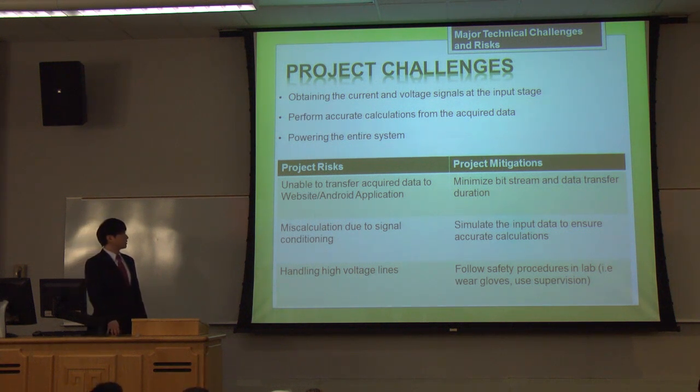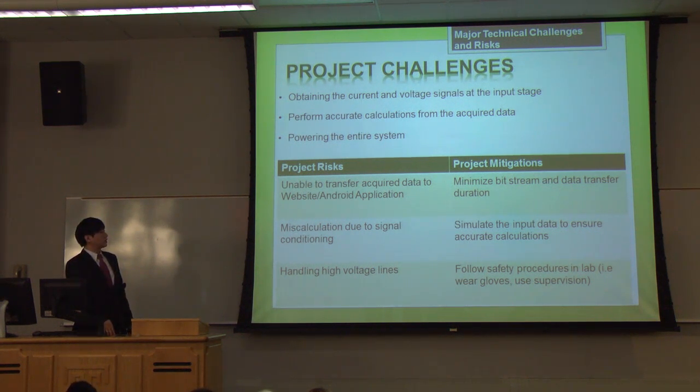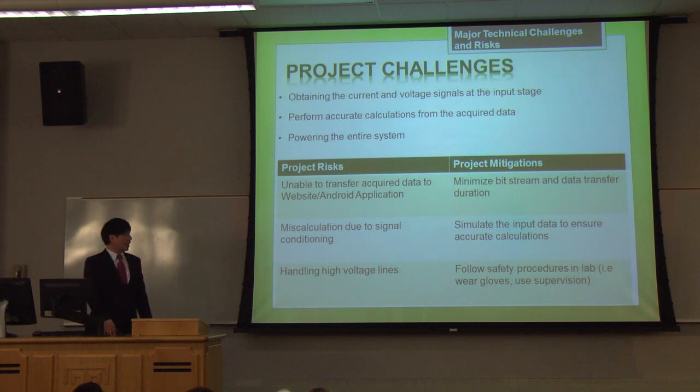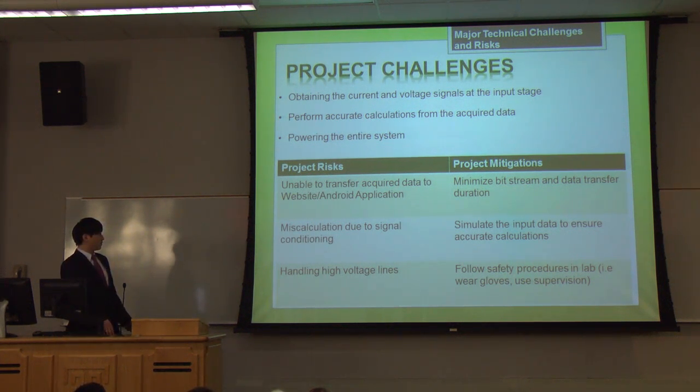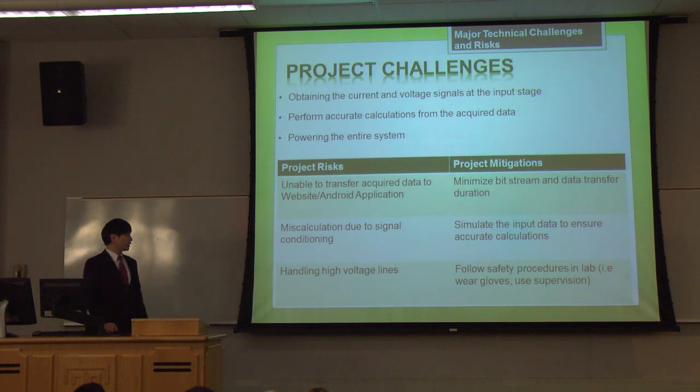Our project risk mitigations involve: 1, transferring data to the website. It will be reduced by minimizing the bit stream and data transfer duration. 2, miscalculation due to signal conditioning. It will be reduced by simulating the input data to ensure accurate calculations. 3, handling high voltage lines. It will be reduced by following safety procedures in the lab.